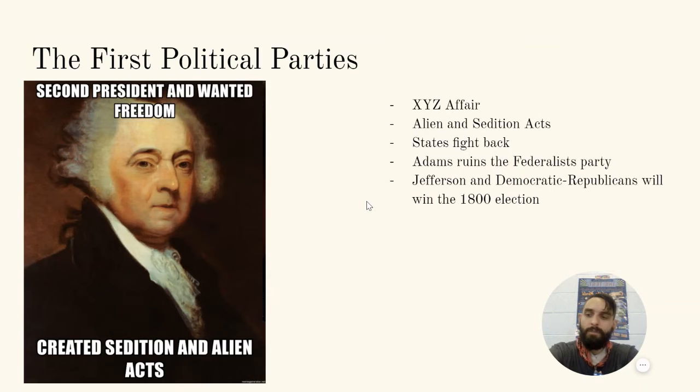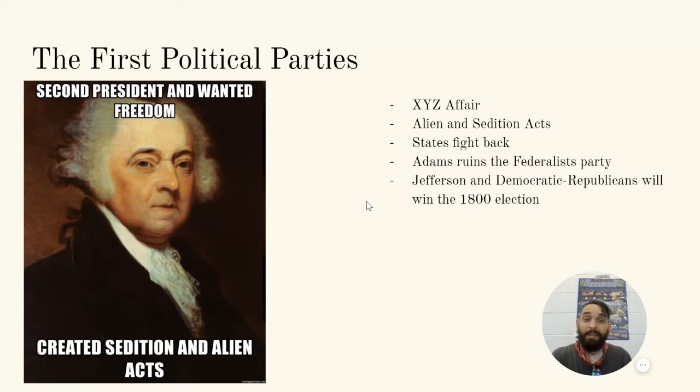So the states fight back on these laws. This is where the states start flexing their power. Federalism working here. So you have the federal government. They passed the Alien and Sedition Acts. But then you have two states, Virginia and Kentucky, in 1798 and 1799. They passed some resolutions. The big thing about these resolutions is that they nullify the Alien and Sedition Acts in their state.